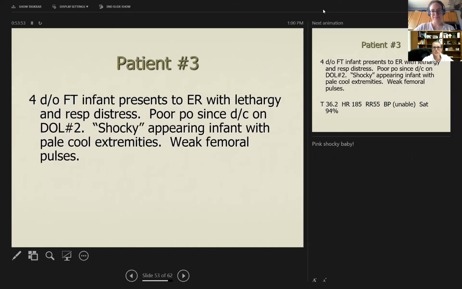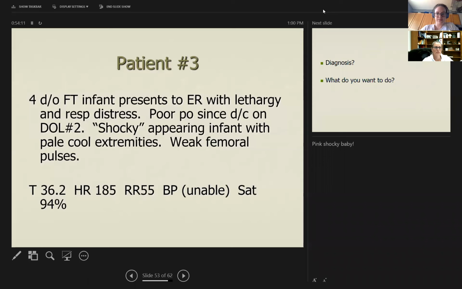All right, patient 3. We've got a 4-day-old full-term infant presenting to the ER with lethargy and respiratory distress. Poor PO since discharge on day of life 2. The child comes in shocky appearing with pale, cool extremities and weak femoral pulses. Baby is afebrile, tachycardic, bordering on tachypneic, and again, unable to obtain a blood pressure, and the sats are 94.